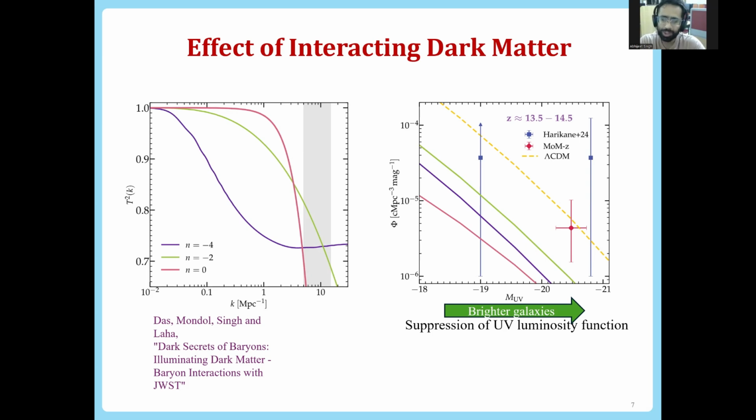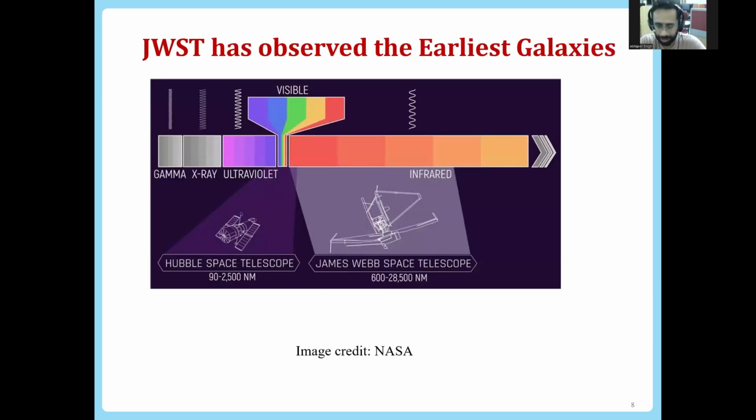But how is JWST helping us so much? It turns out that James Webb Space Telescope is sensitive to the infrared radiation of the electromagnetic spectrum. And to that spectrum, Hubble telescope was simply not sensitive. And if you are sensitive to the infrared rays, only then you can observe galaxies which are very, very far away. And that helps us probe the interactions much better.